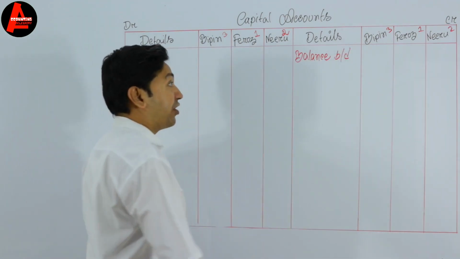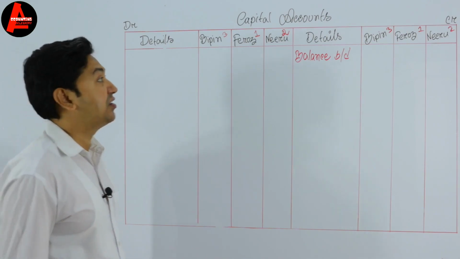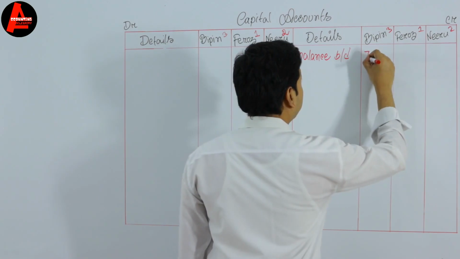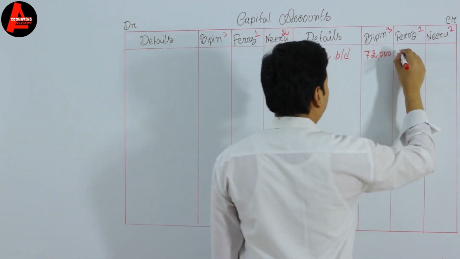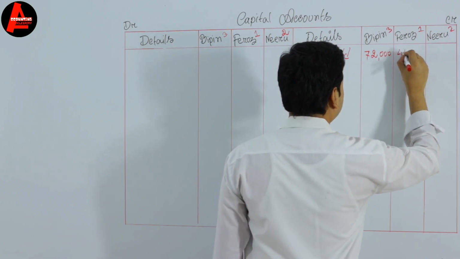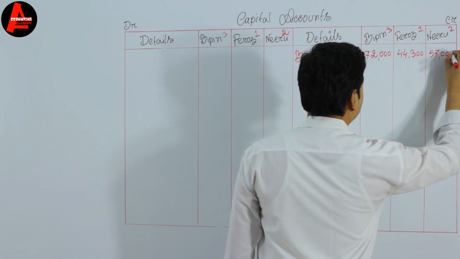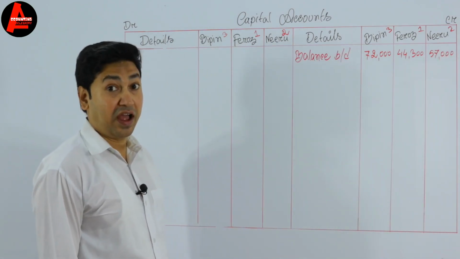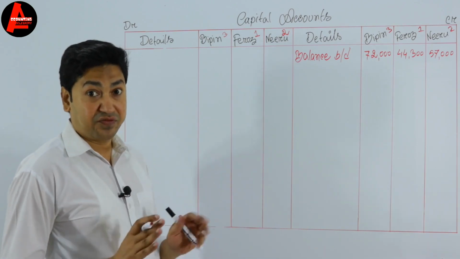We are writing on the credit side because capital is a normal credit balance. Here the amount for Bipin is $72,000 capital, for Feroz it is $44,300 and for Nero it is $57,000. This is the opening balance of the capital account. Don't forget to write this balance on the credit side. This is the first item.